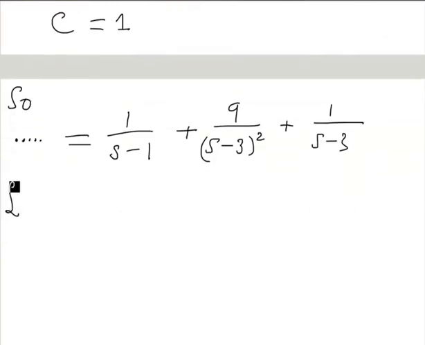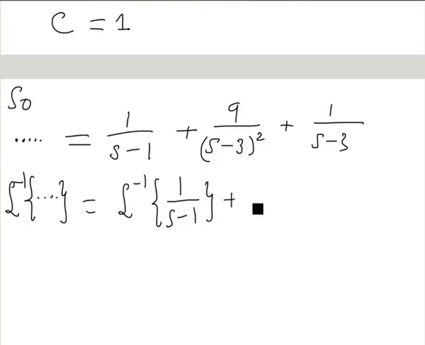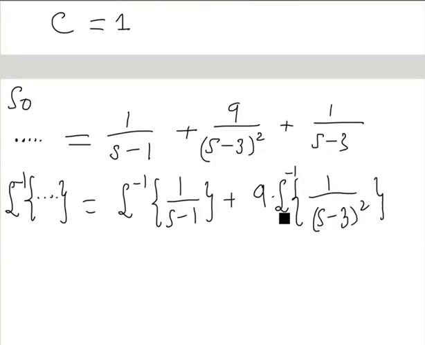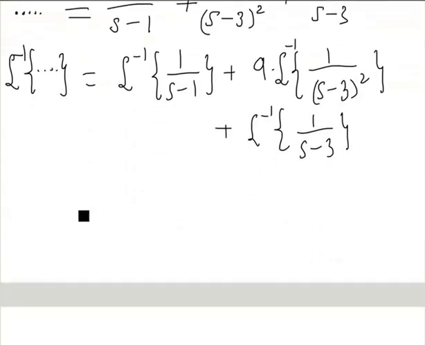And so what we want to determine is the inverse Laplace transform of each component on the right hand side. By linearity, we can pull out the constant in the numerator. So 9 times the inverse Laplace transform of 1 over s minus 3 squared, plus the inverse Laplace transform of 1 over s minus 3. Now we need to look at the tables and find the answer.